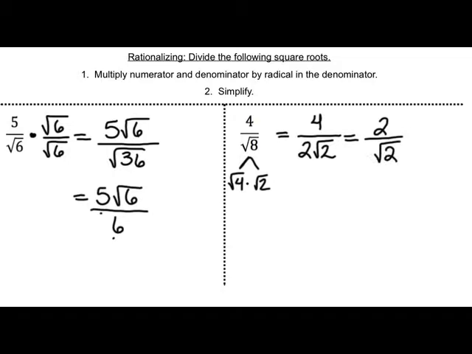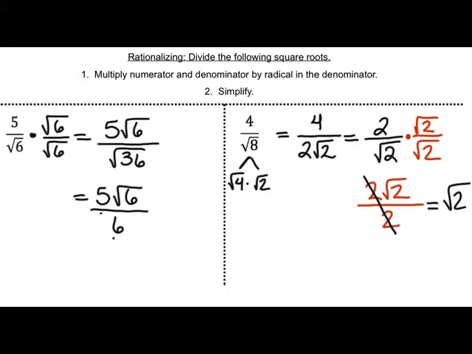Now, I still haven't gotten the square root of 2 out of the denominator. So I multiply the top and bottom by the square root of 2, thus leaving me 2 square roots of 2 over the square root of 4, which is just 2. The 2's cancel, and I'm left with the square root of 2.